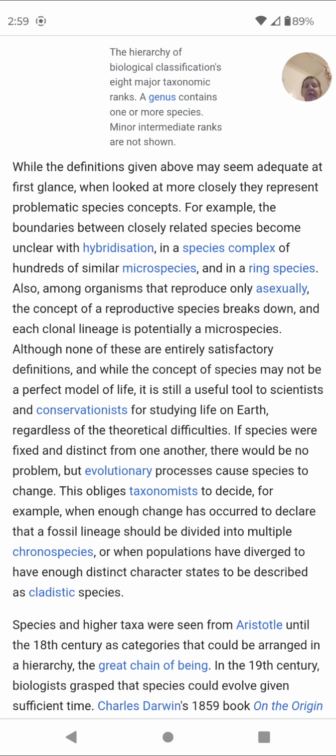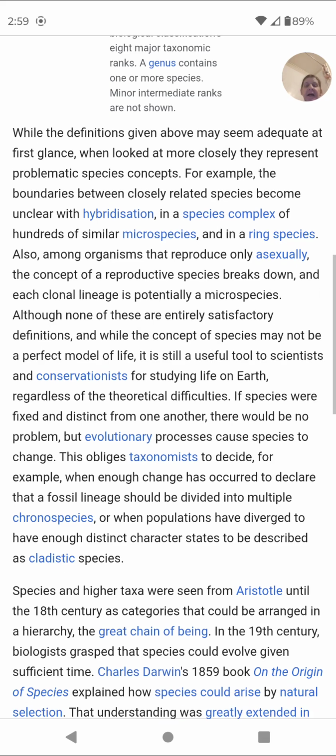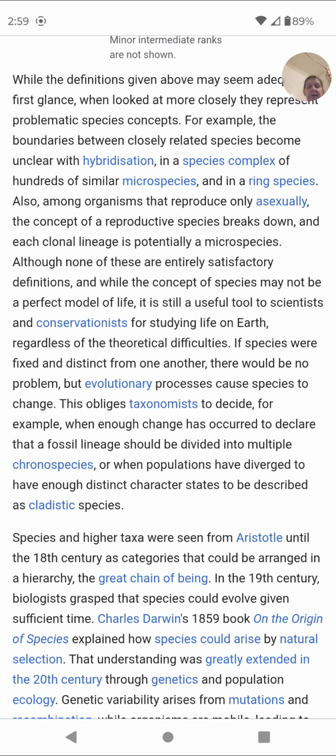The concept of reproductive species breaks down, and each clonal lineage is potentially a microspecies. Although none of these are entirely satisfactory definitions, and while the concept of species may not be a perfect model of life, it is still a useful tool to scientists and conservationists for studying life on Earth, regardless of the theoretical difficulties.